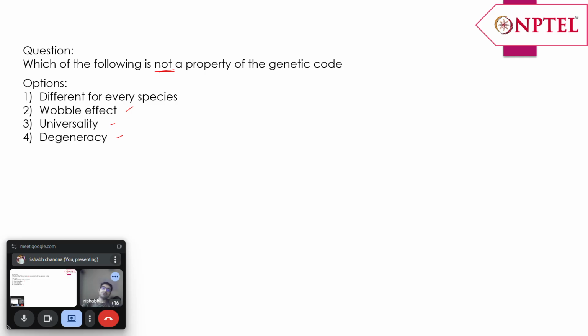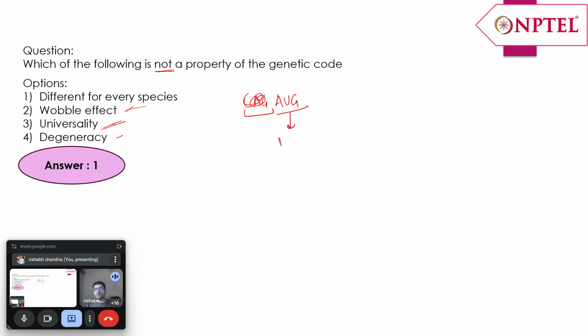So the correct answer is option 1. That means the genetic code is actually universal in nature. So it will not differ from species to species. If there is AUG, this would code for methionine. This would code for methionine in every organism. So that is the nature of the genetic code, that it is universal in nature and will not depend upon the species.